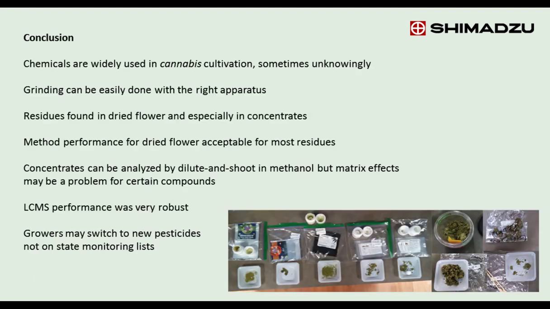So to conclude, we found that pesticides were used in cannabis fairly widely. We found that our method gave a very good result in terms of being efficient to use and sensitive to detect low levels of pesticides. We found that the cannabis concentrates could be analyzed by a simple dilute and shoot method, and we found very good LCMS robust performance. And we also found that there could be growers switching to pesticides that are not on any of the state monitoring lists. So it's important for states to keep aware of new pesticides that are not currently being monitored.